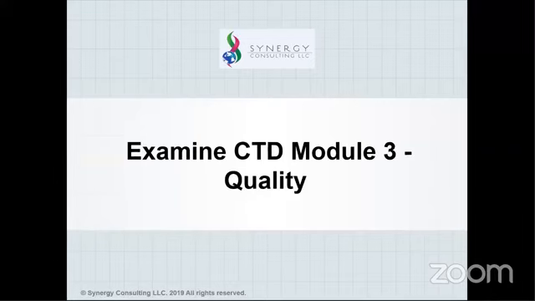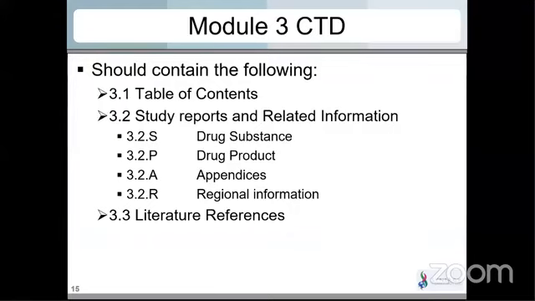Now I'll begin with the foundational modules. Module 3 is the quality module, the one that will contain all of your CMC information. The general outline matches the other modules, which is the table of contents, the study reports and related information, and your literature references. Of note, in the CTD format, you'll see that all of the numbering in this section begins with 3, because it's in module 3, and then it goes sequentially after that.